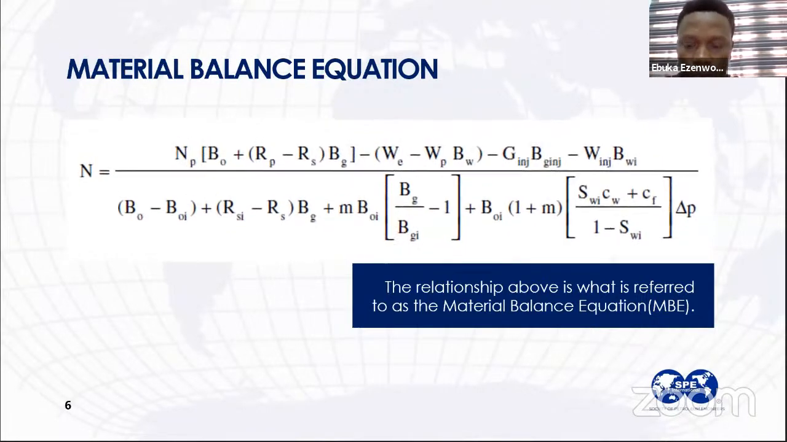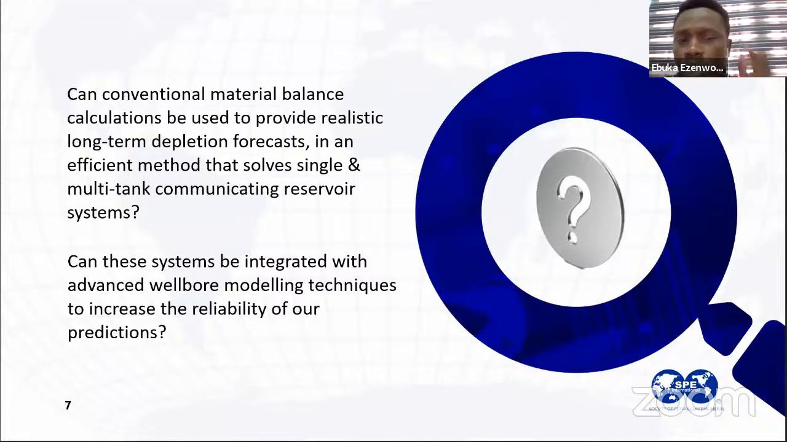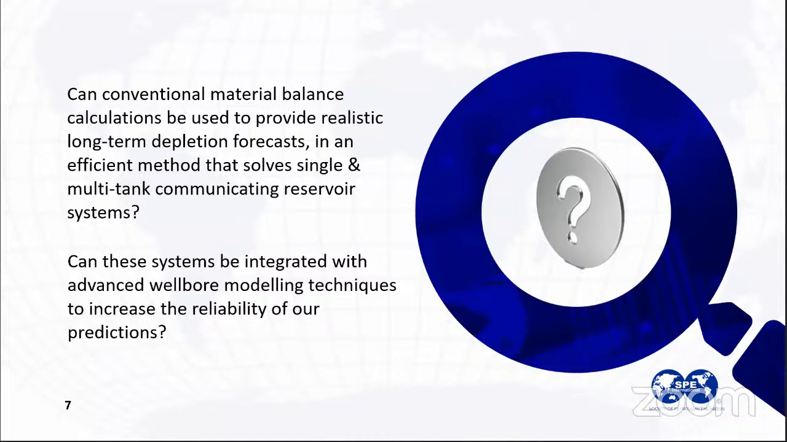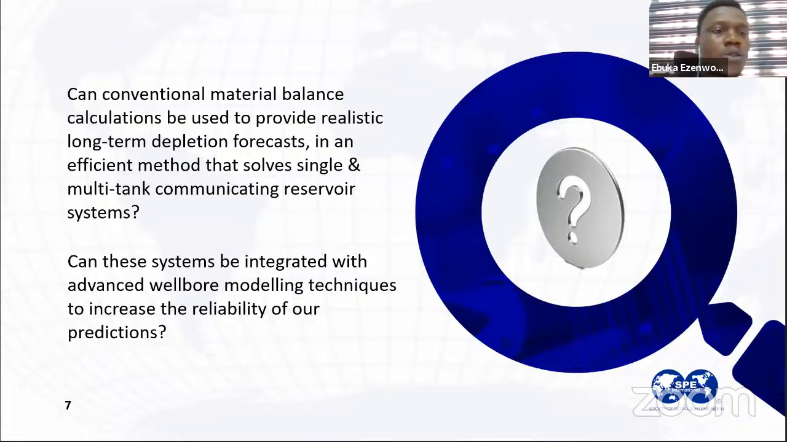So the question I want to ask is more like an icebreaker, or maybe something that we need to ponder on before we move on. The first question is this: can conventional material balance calculations be used to provide realistic long-term depletion forecasts in an efficient method that solves both the single and multi-tank communicating reservoir systems?